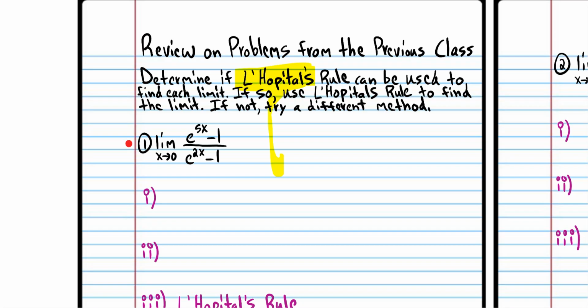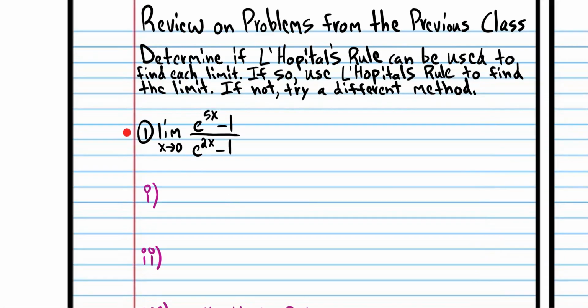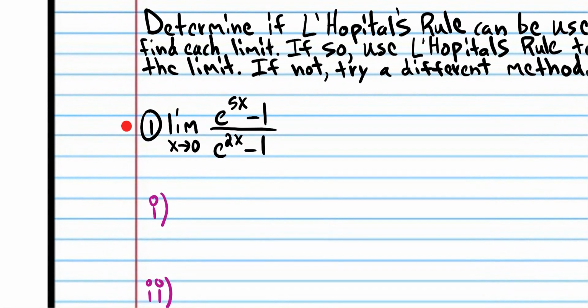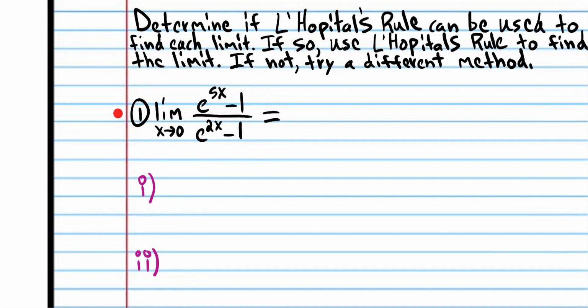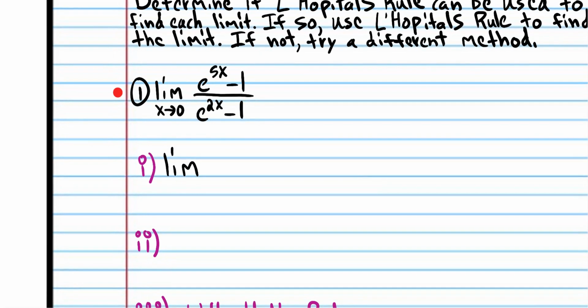Remember, L'Hopital's rule only works when we get 0 divided by 0, or infinity divided by infinity, or negative infinity divided by infinity, or infinity divided by negative infinity, or negative infinity divided by negative infinity, and so forth. So remember, we have to make sure that we have an indeterminate form: 0 divided by 0, infinity divided by infinity, something like that.